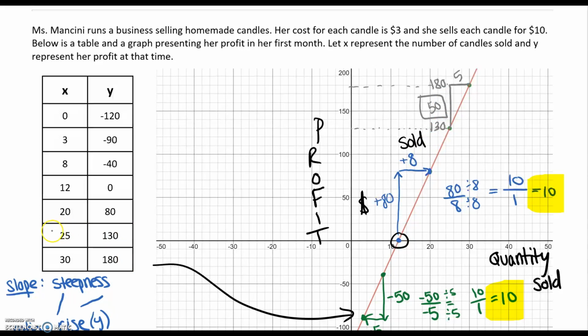And you can also do this on the table. So here are the 2 points I'm looking at, these 2 rows here. 180 minus 130 is 50.